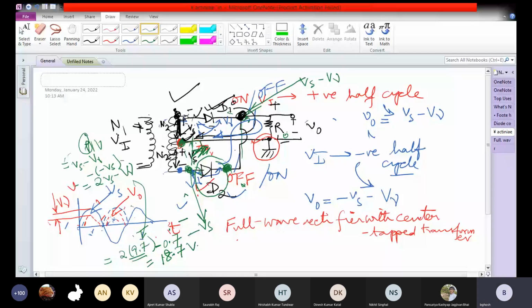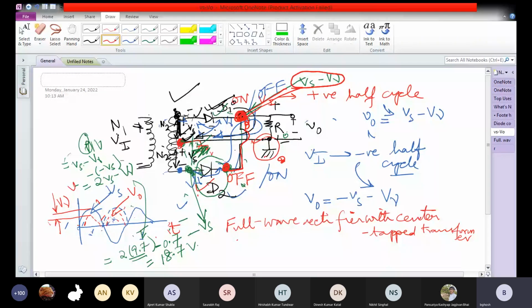Now you see, when you have to find out the peak inverse voltage, what are we comparing? We are comparing the peak inverse voltage of the diode which is under reverse bias condition. So let us assume that diode D1 is on. If diode D1 is on, the voltage here, the N side of D1, is Vs minus V gamma. This voltage is the same as the voltage here. So this is on the N side of D2 as well, Vs minus V gamma.